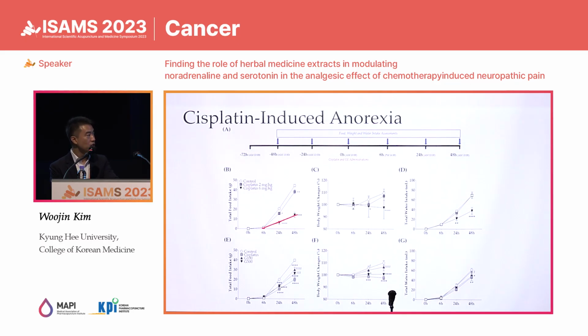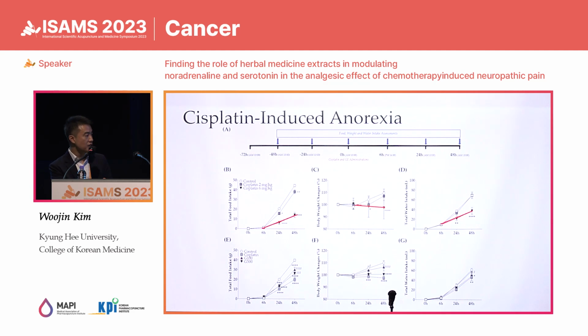And we saw that 6 mg per kg of cisplatin could induce acute anorexia in rats. As you can see in the red lines, normally rats eat about 20 grams per day, but for 48 hours, they only ate 10 grams of their food. The body weight also does not increase, and the total water intake also decreases.